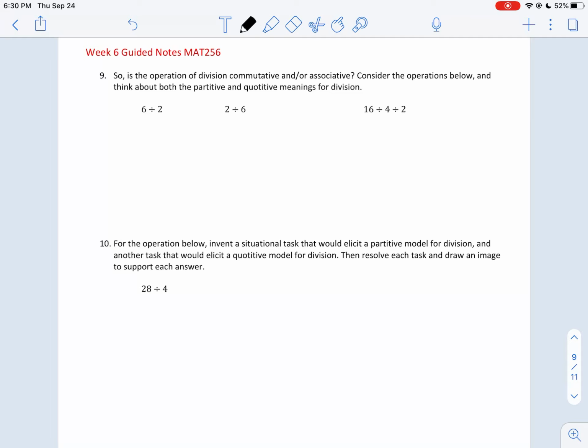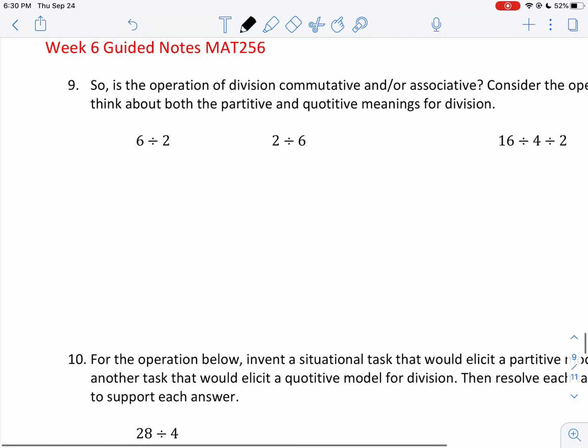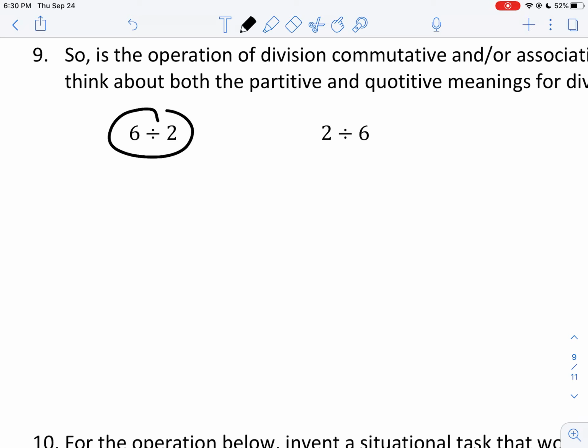Number 9. Is the operation of division commutative and or associative? Let's investigate this. Consider the operations below and think about both the partitive and quotative meanings for division. When you see 6 divided by 2, there's two questions you can ask. One is, how many copies of 2 make 6?